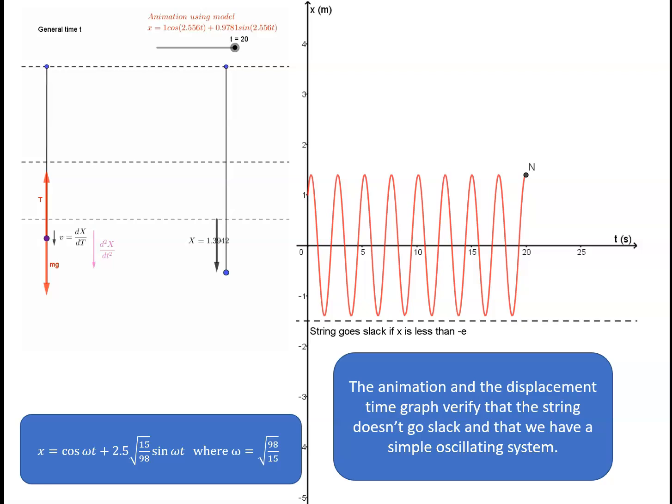Now, because the equation for x is entirely in terms of cos omega t and sine omega t, we can say that the period of the oscillation is going to be T. The period T is given by T equals 2 pi divided by omega. We'll look at that later.